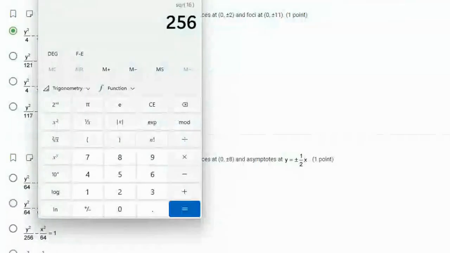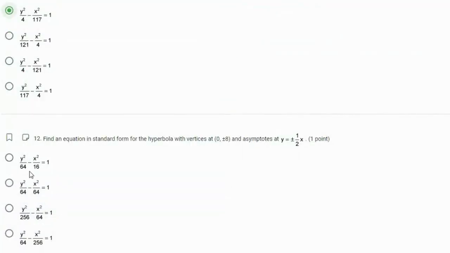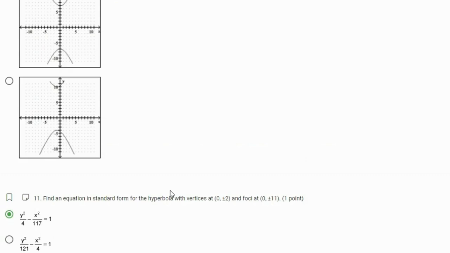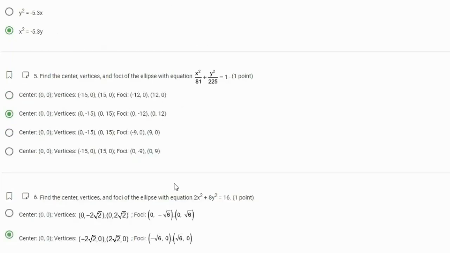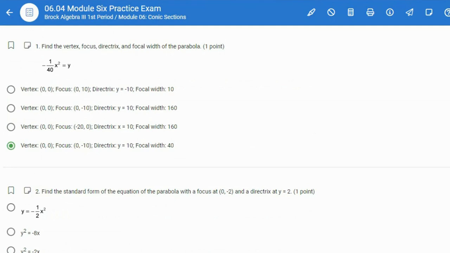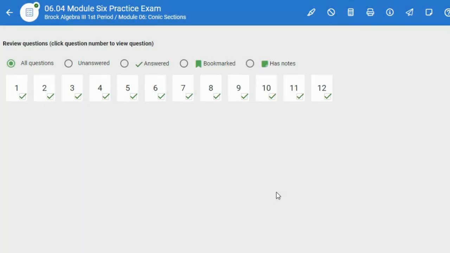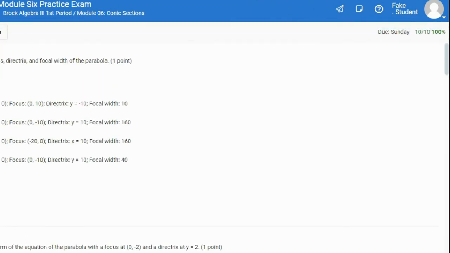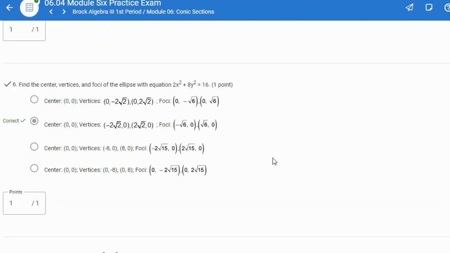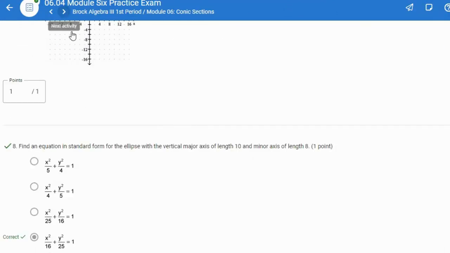Let's go back. There it is at the bottom: y squared over 64 minus x squared over 256 equals 1. And that's all of the problems. Have we done everything? Let's see if we're correct. We did everything right, so we should have 100%. And we do, 100% right up there on the right. Okay, so we've got all of these correct. We've got 100%. Let's go look at the actual test for you guys.